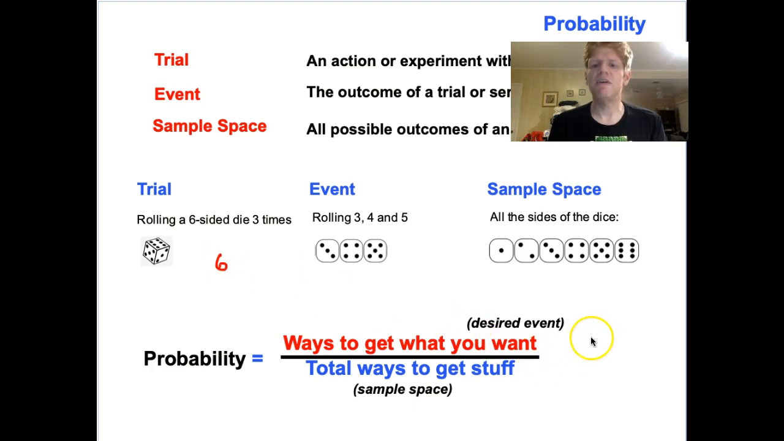So the ways to get what we want, there's one way to roll a 6 on this die. There's just one way to roll that 6. And there are a total of 6 ways to get stuff, right? So there's a total of 6 ways. Therefore, the probability of getting what we want is 1 out of 6. The total ways to get stuff is known as your sample space, and the ways to get what you want might be called our desired event.